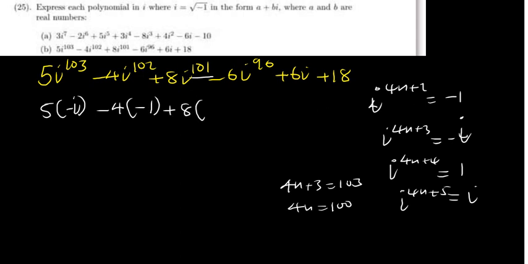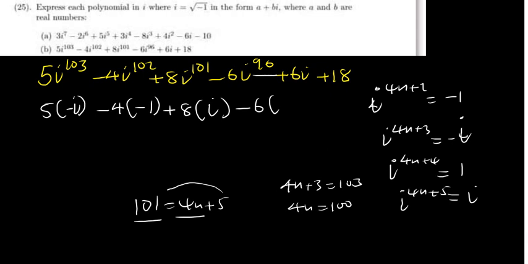Now for this one, which one of these are we going to equate to? 101. So we're going to equate to this one. Why? If we say 101 is equal to 4n plus 5, we take 5 this side, it is going to be 101 minus 5. That is going to give us, of course, 96. And 96 can be divided by 4. So you always look for something that can be divided by 4. So this is going to be equal to an i. And then minus 6.